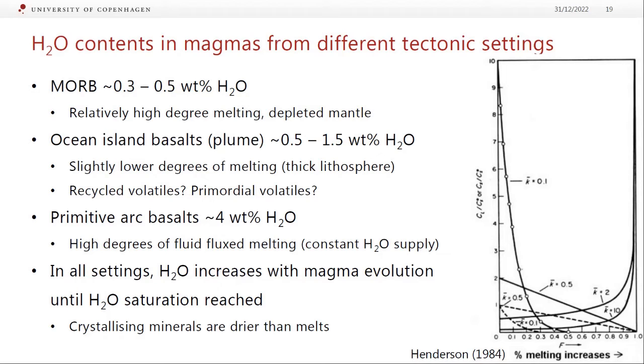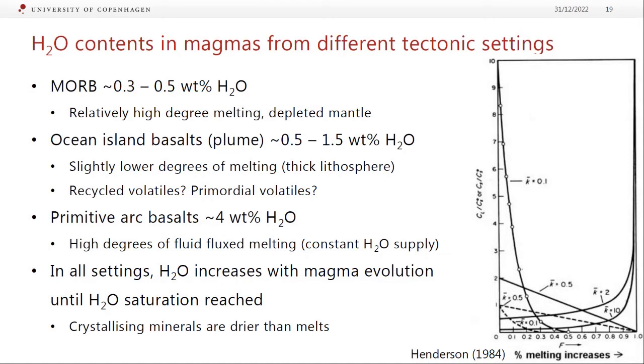For primitive arc basalts, they apparently have quite a constant water concentration of about 4 weight percent, and this average of 4 weight percent seems to be the case in many different arcs with different subduction rates and age of oceanic crust and all sorts of things. So something's going on there, but this one's easy to explain. We've got fluid flux melting, we've got constant water supply, and even though the degree of melting is quite high in an arc, we are always adding water, and it's the water that's driving the melting.